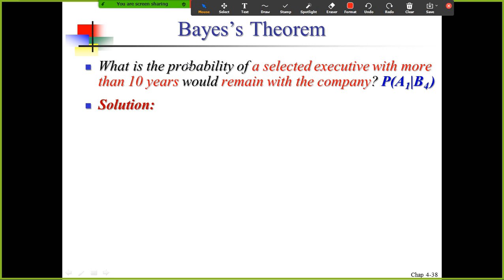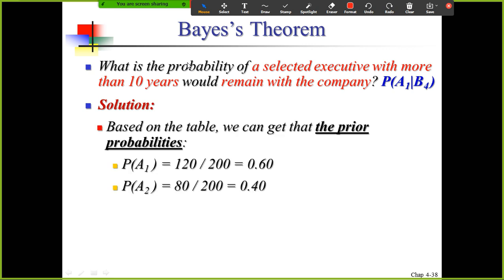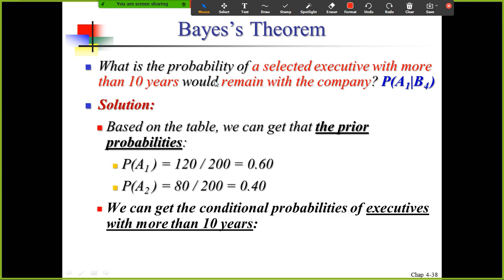So now we find posterior, and then next we will find conditional. We can get the conditional probabilities of an executive with more than 10 years. So among those who say yes, the probability that they have more than 10 years is 0.625. Among executives who remain with the company, this is the percentage that have more than 10 years.